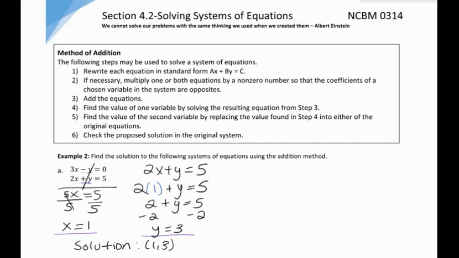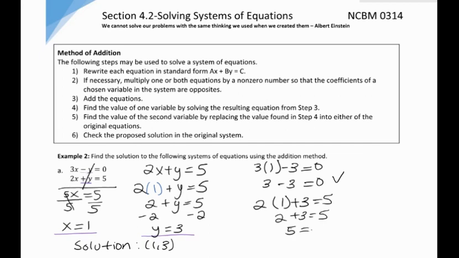So let's go ahead and check the solution. We have 3x minus y equal to 0. So 3 times 1 minus 3 equal to 0. 3 minus 3 is equal to 0. Yes. Now for the second one, we have 2 times 1 plus 3 equal to 5. This is 2 plus 3 equal to 5. 2 plus 3 is 5. 5 equals 5. Yes. So our solution is correct.